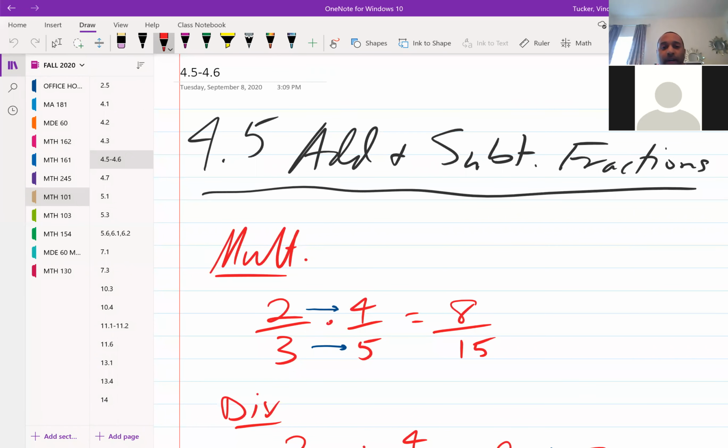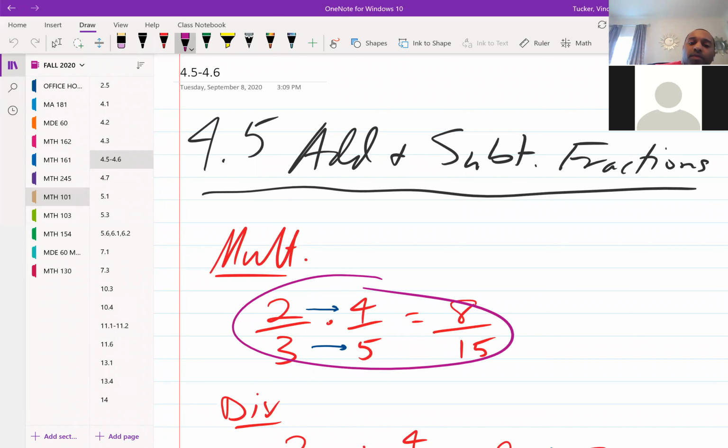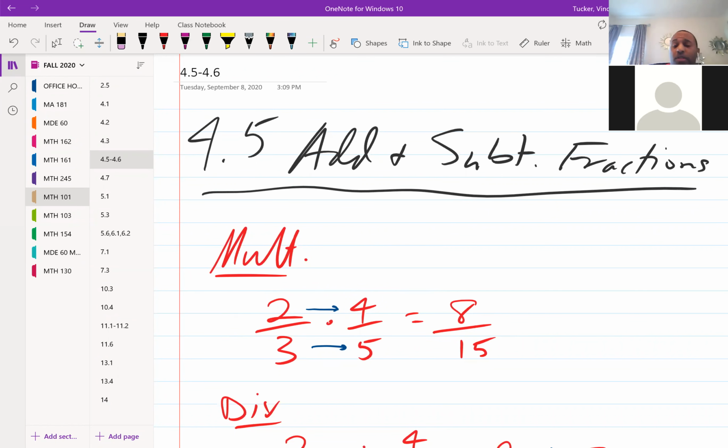Okay, so 4.5, addition, the adding and subtracting of fractions. So last class we talked about multiplying fractions. You know, all you have to do is multiply across. If we have 2/3 times 4/5, that's 2 times 4, 3 times 5, that would be 8/15.